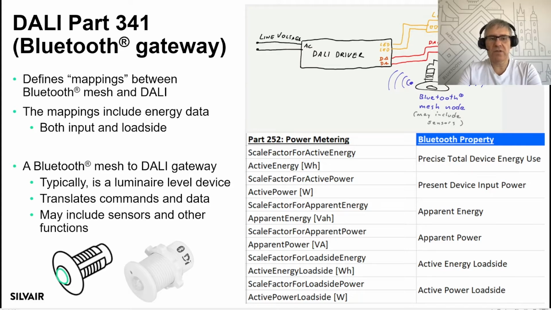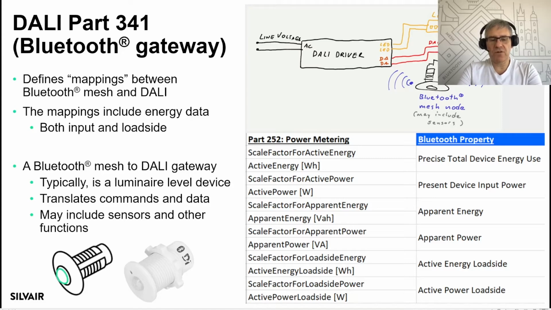The DALI part 341 specification refers to them as gateways, but don't be confused by the name. It's not like a big system gateway. This is simply a gateway between what's inside a luminaire, like the drivers, there may be one or more, and the outside intra-luminaire network, which in this particular case is Bluetooth mesh. This device may include sensors like ambient light and occupancy. They provide additional functionality, and it also acts as a controller for the driver.